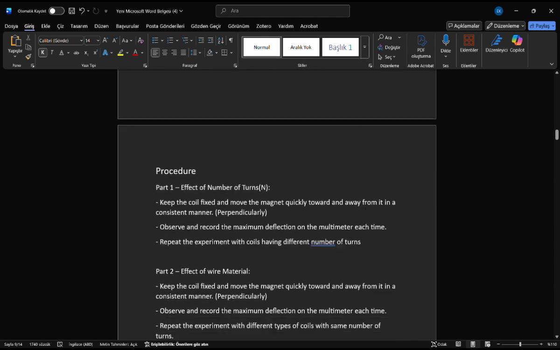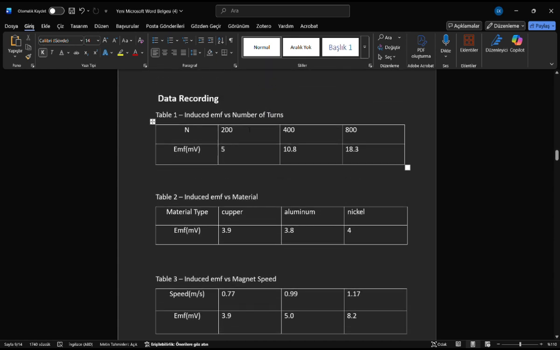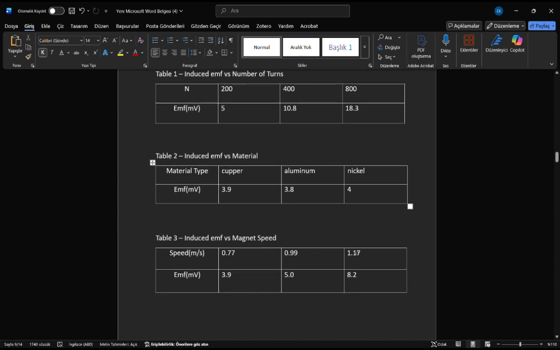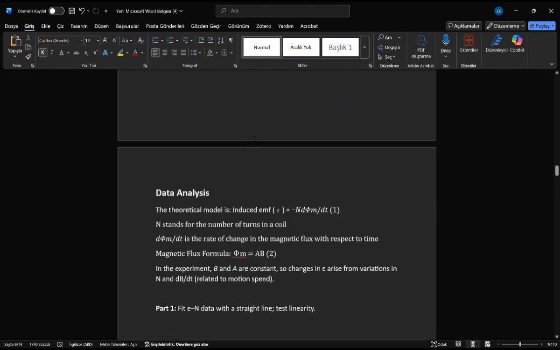Since I showed you how I did it, here are some data from the lab I got with different turns, with different materials, and with different speeds. Alright, first let me tell you, I did it for 3 centimeter, 5 centimeter, and 7 centimeter of height, the drop of the magnet, and I did all these 3 heights for all 3, 200, 400, and 800 number of turns. And here is the best data for linearity, of course, I get for this one, for 5 centimeter, right?